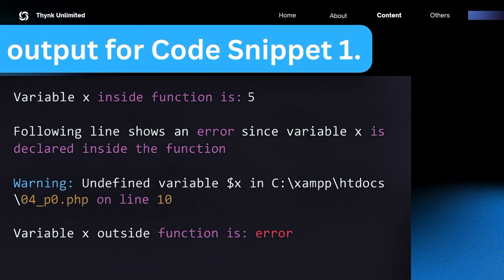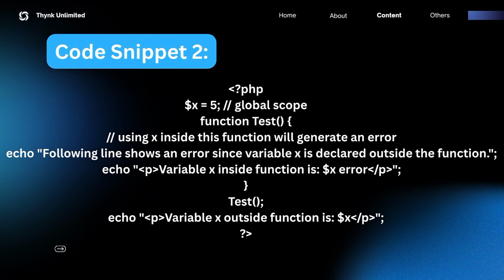In short, the output for this snippet perfectly demonstrates that local variables are temporary and private to their function, and trying to read them outside that function will trigger an undefined variable warning. In this script, $x is created outside any function. That makes it a global variable. Global variables live in the global scope, which is the top level of your PHP file.